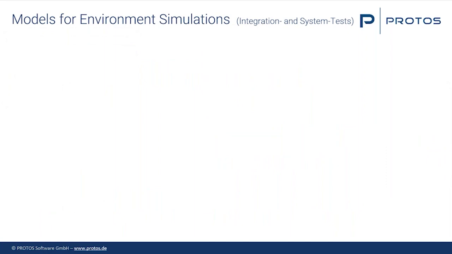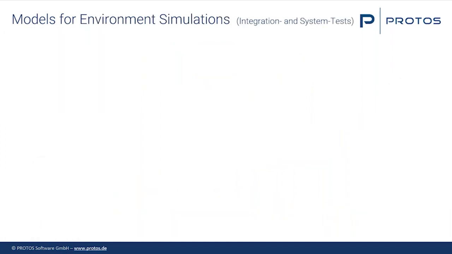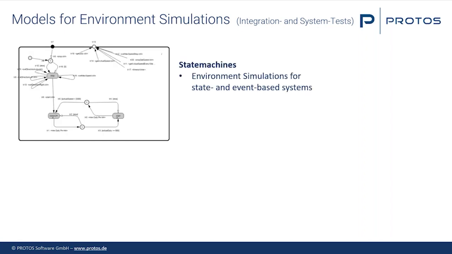Let's have a look at the environment simulation. So just to say it again, those methods can be used on all test levels. So unit test, integration test, system test. For environment simulation, usually you do not use it on a unit test level. It's more on an integration or a system test level. So two examples for models that are very useful are, first of all, state machines. State machines are a very nice method to define the environment simulation for state and event-based systems on a very high level of abstraction. Also very good for code generation, very easy to generate code from a state machine.